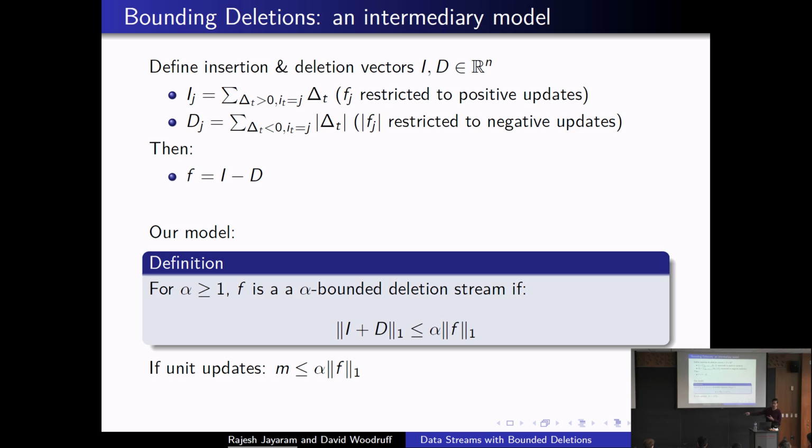If a really big update comes, you just expand it into a bunch of smaller updates, and it's the same thing. So in this scenario, it's actually much simpler. It says that the length of the stream is at most alpha times f, the L1.